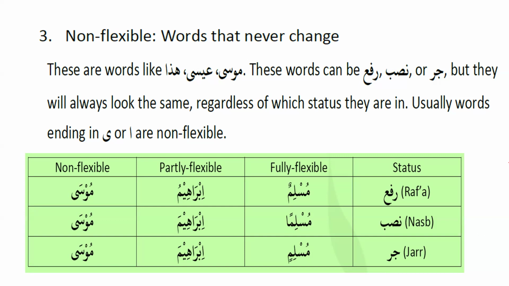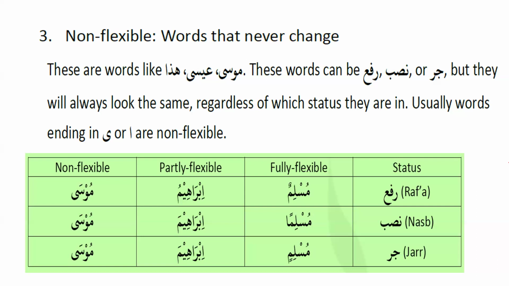There are some names that are non-flexible, like, as I said, Musa, Isa, Zakaria, Yahya. And if you look at the spelling, Musa and Isa have alif maksura at the end. Zakaria and Yahya have a normal alif at the end. That's why, if you read the screen now, words like Haza Musa look the same in Rafa, Nasr, and Jar, regardless of the case. Usually words ending in alif maksura or alif are non-flexible, usually, not all the time.